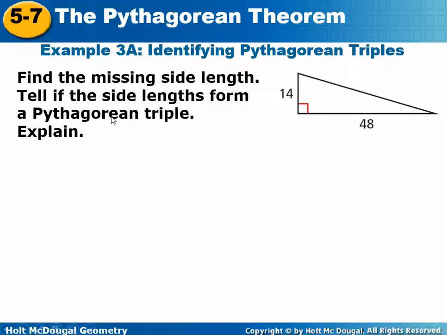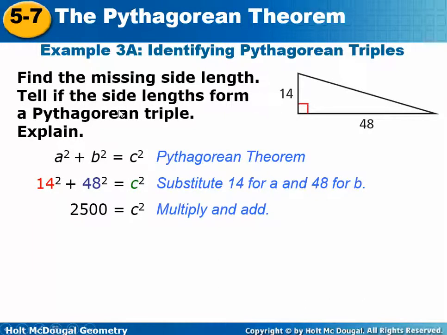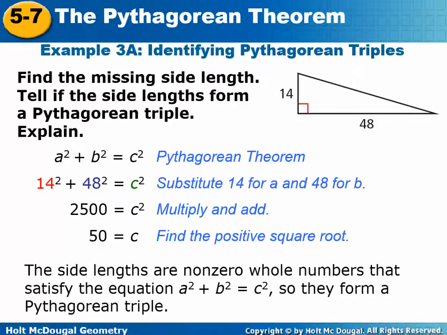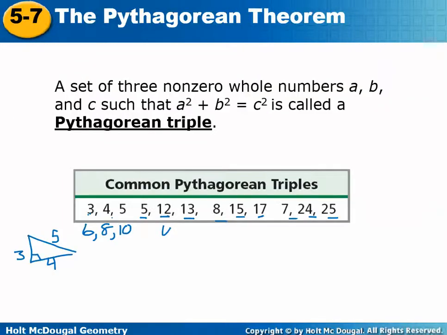So in this one, they want you to find the missing side length, so you take 14 squared plus 48 squared, and you see what you get. Then when you take the square root of both sides, you get exactly 50. That's a Pythagorean triple because all three numbers are whole numbers, 14, 48, and 50. It's also a multiple of one that we did on the page before. If you multiply 7 times 2, you get 14. 24 times 2 is 48, and 25 times 2 is 50.